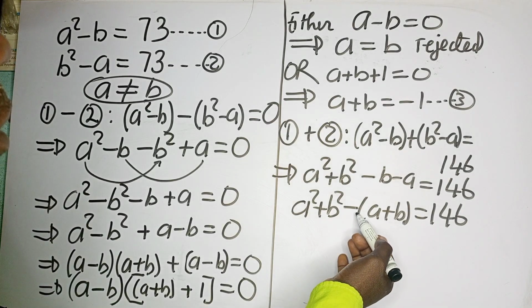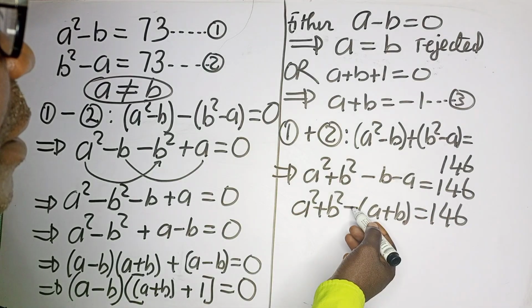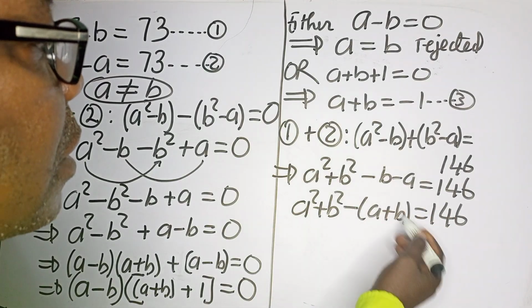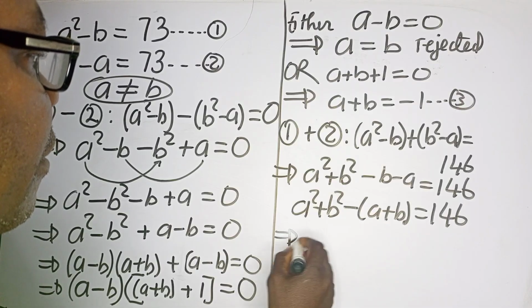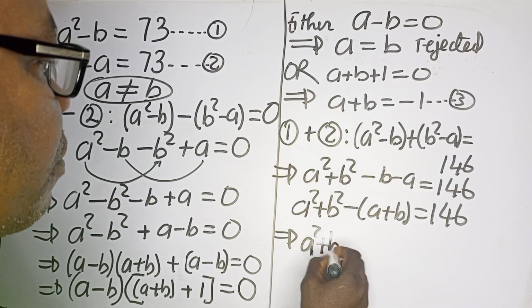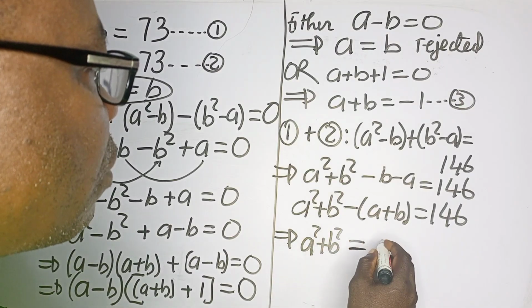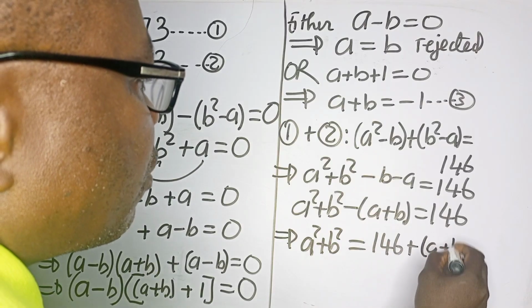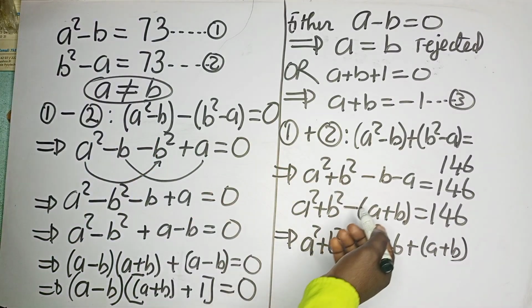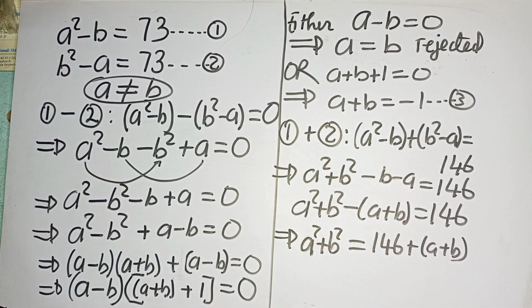Now, if we take this one to the right hand side, this minus this expression will become plus the expression. So we're going to have a squared plus b squared is equal to 146 plus a plus b. And we'll carry all of this that way. Now, but what is a plus b?